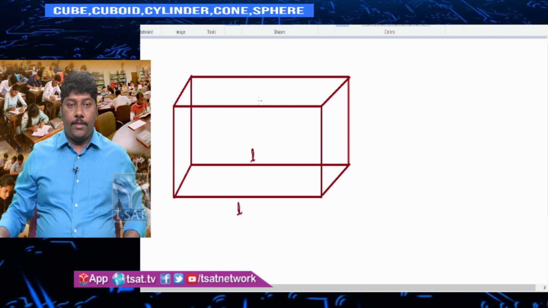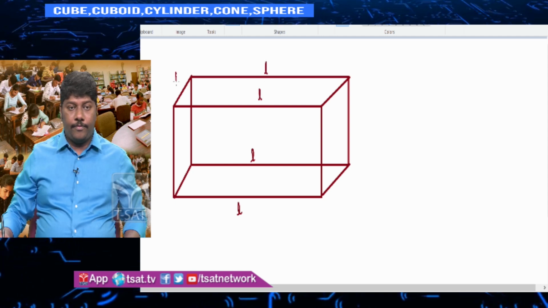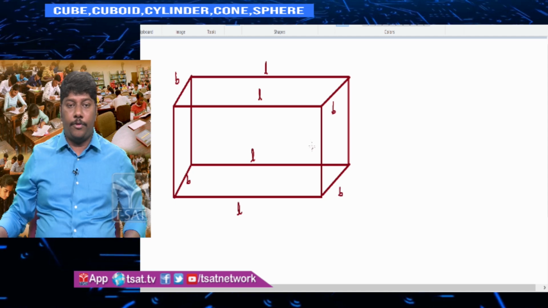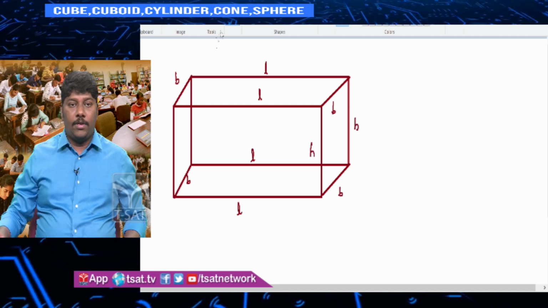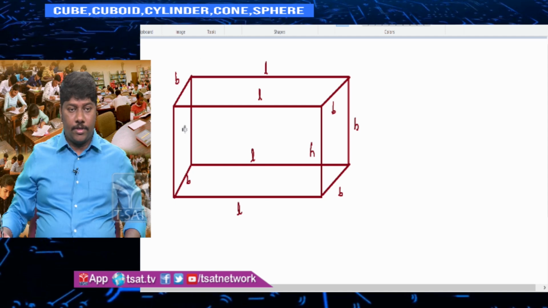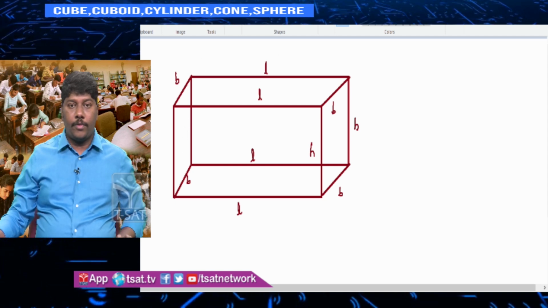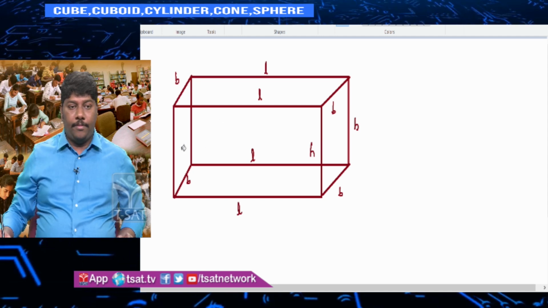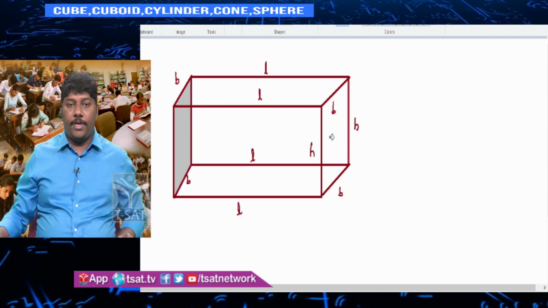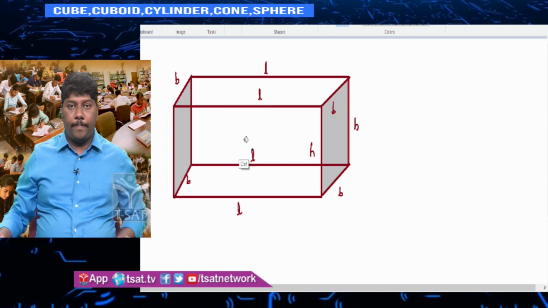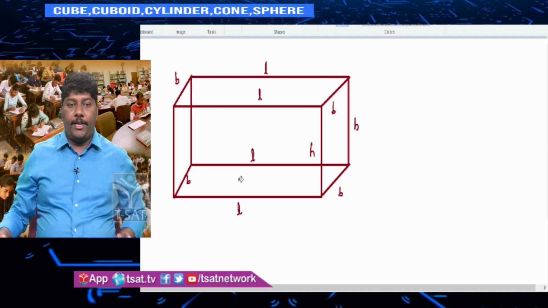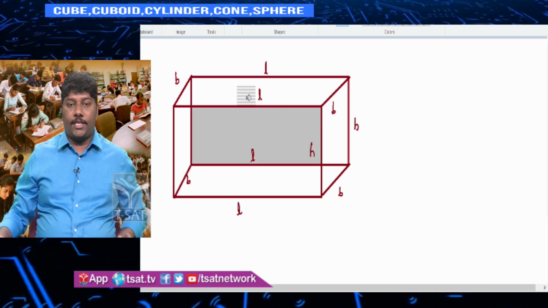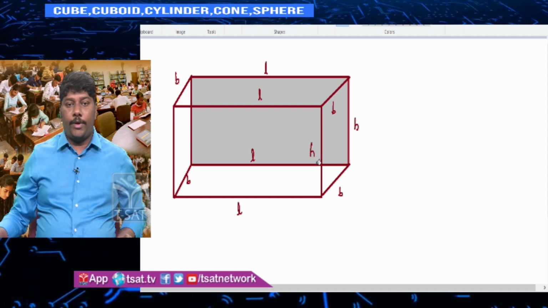Length, length, length, length, 4 edges here, 4 breadths and 4 heights. Height is nothing but you can assume the pillars of the room. What is the lateral surface area? See here. Lateral surface area means area of 4 walls. This is LB, HB, HB. So, there are 2 HBs, and front and back, this is HL, this is HL.